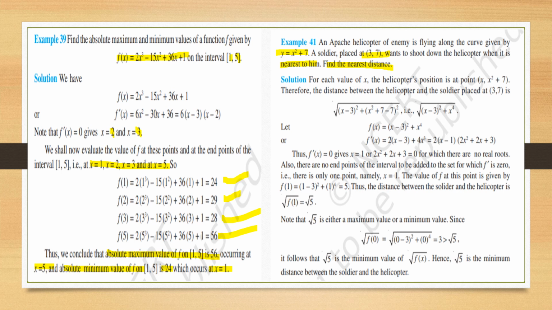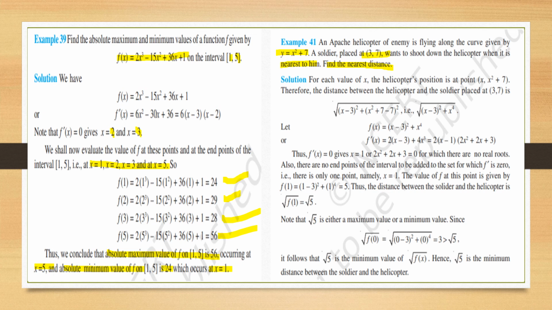So that means what I need to do is this: I have been given the equation of the curve, but I have to show that the distance is minimum and I have to find the distance. So here the function will not be this, but it will be the distance function. So what will I start with?